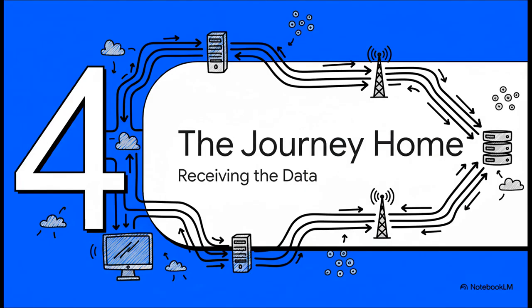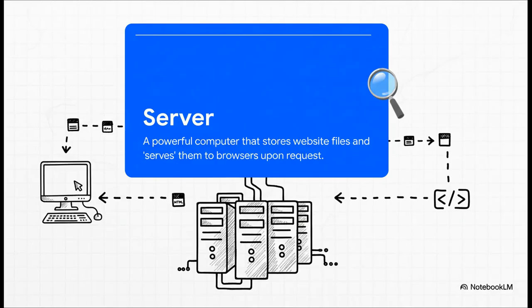So, after traveling through local networks across continents and oceans and being intelligently routed every single step of the way, your request finally arrives at its destination. But the journey's only half over. Now, all that information has to make the entire trip back. And that destination is a server.